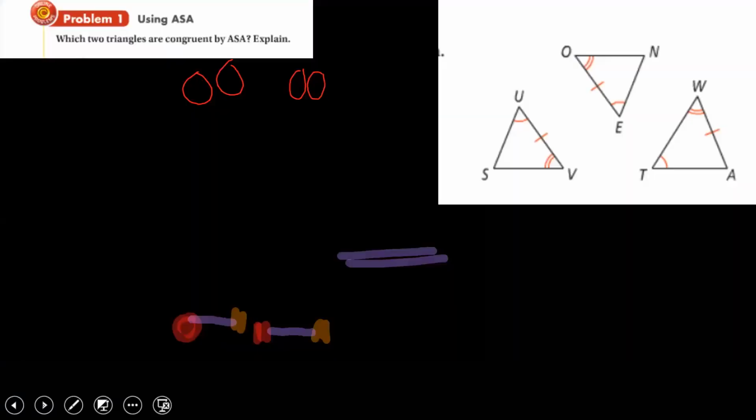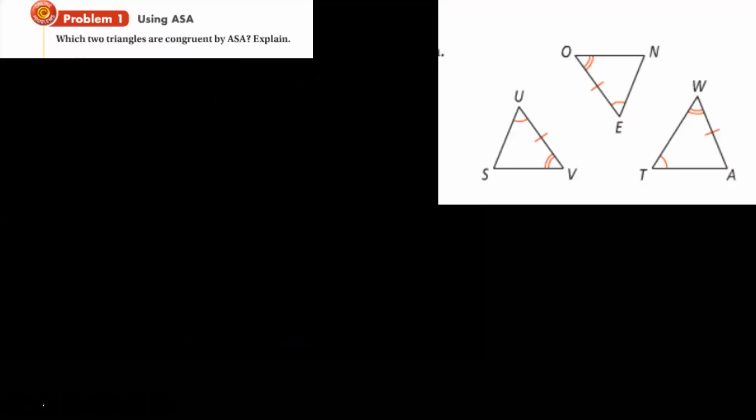Now, let's talk about this question here. In this one, as you see, we have three triangles: SUV, OEN and WTA. I want to check which two triangles are congruent by ASA. I want you to tell me which two triangles are congruent by ASA.